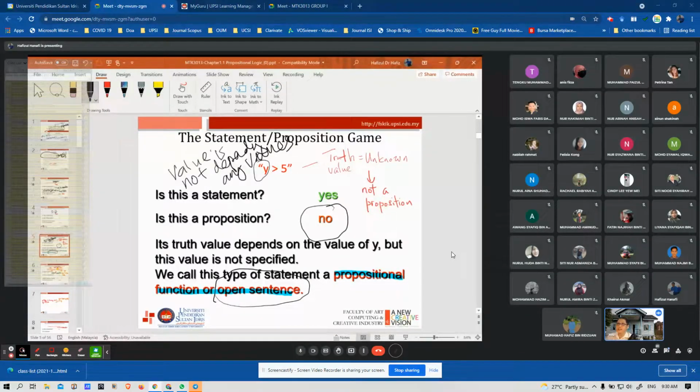Open sentence ni kita tak namakan dia sebagai proposition sebab utama dia adalah dia boleh jadi integer, dia boleh jadi variable, dia boleh jadi character and so on lah. Maksudnya bila kita nak tahu proposition ataupun tak, kita must declare dia punya sifat. We must declare the characteristic lah of the statement.